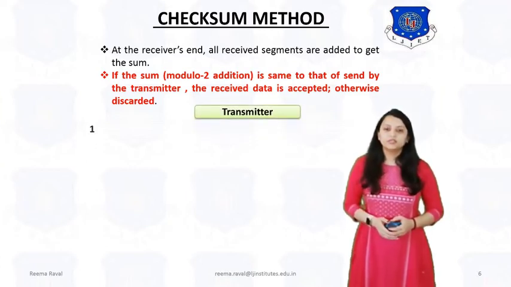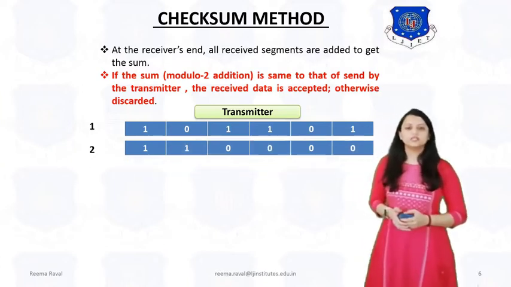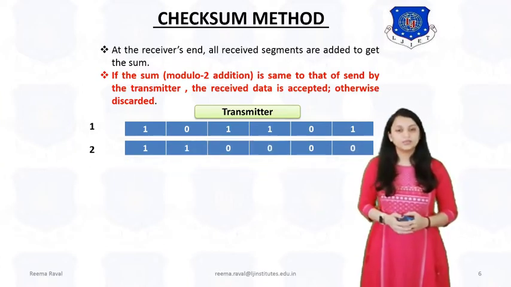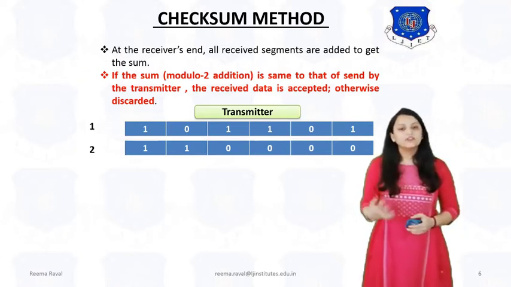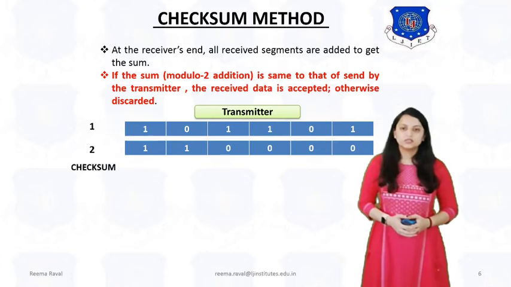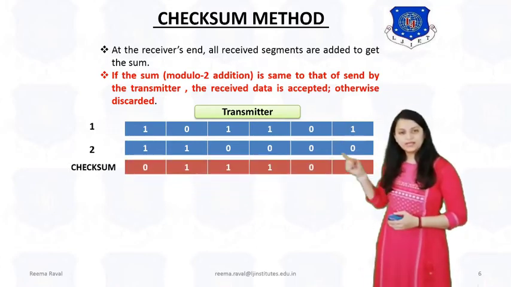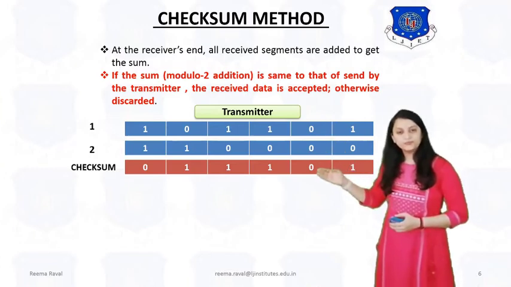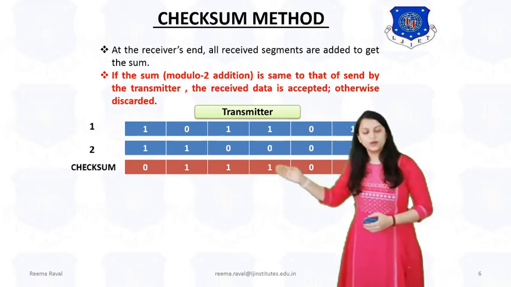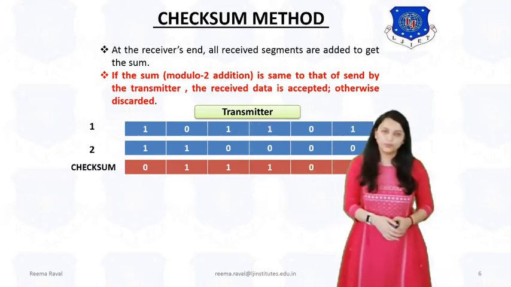Let's say, for example, the transmitter has the data 101101, the first data bit. The second one is 110000, and its modulo 2 addition, or checksum, is established like this. As you can see over here, 1 XOR 0 is 1, 0 XOR 0 is 0, 1 XOR 0 is 1, 1 XOR 0 is 1. Likewise, the checksum is obtained.